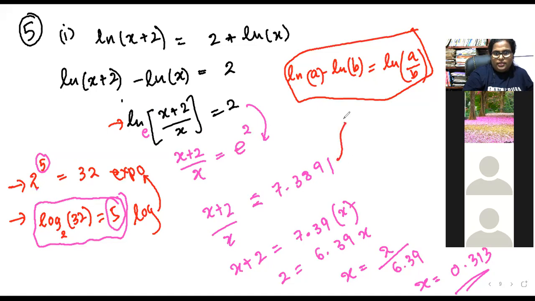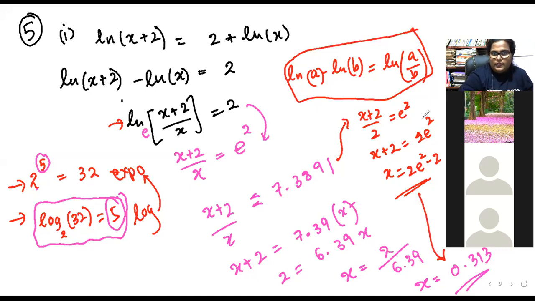Right, x plus 2 over 2 equals e squared. You can simplify this as x plus 2 equals 2e squared, and x equals 2e squared minus 2. So when you simplify e by the calculator, you can end up with the same answer here, right? So this one is also correct. Overall, that only means we are rounding off. Yeah, it doesn't matter, right?